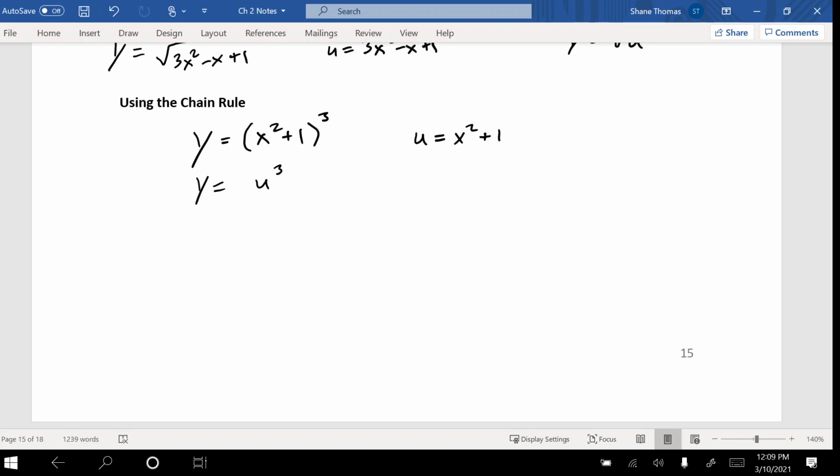Okay, you guys still with me there? All I did was take this stuff and split it over here. Now I'm going to differentiate both of these guys. So y prime, with the u in there, is going to be what? 3u to the second, right? Now, what is u prime going to be? x squared plus 1 differentiates to 2x.